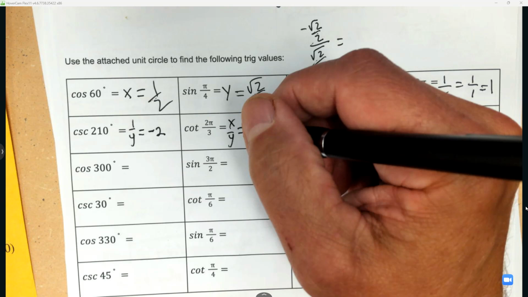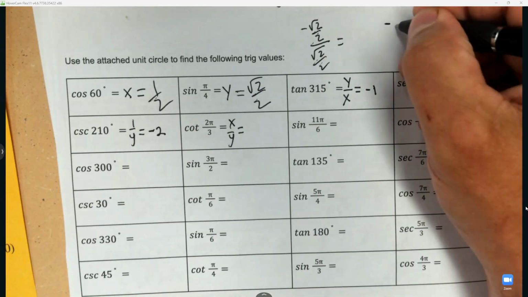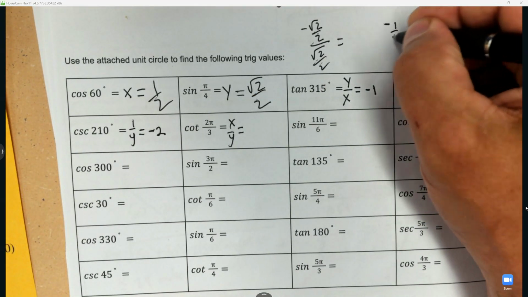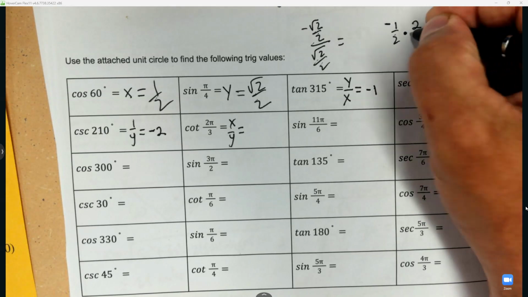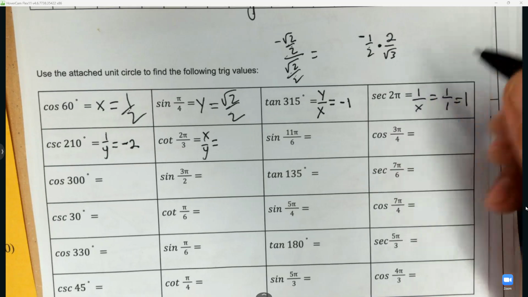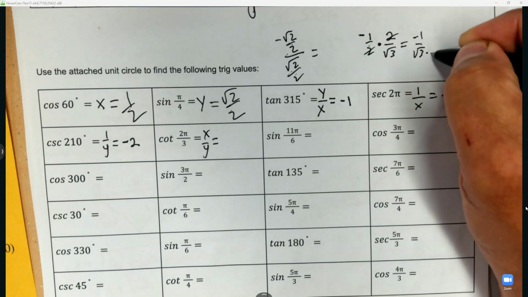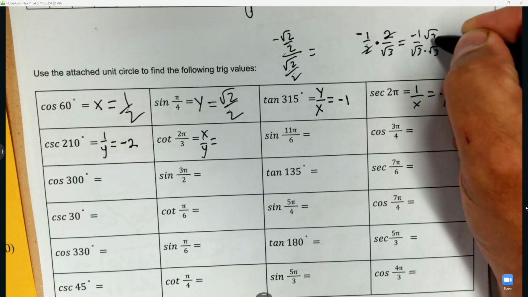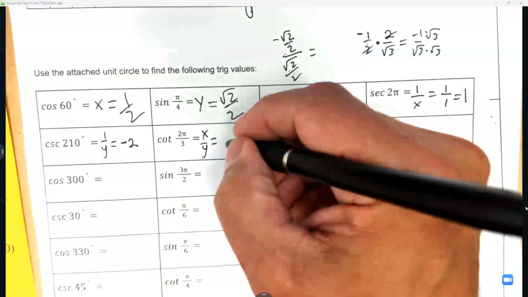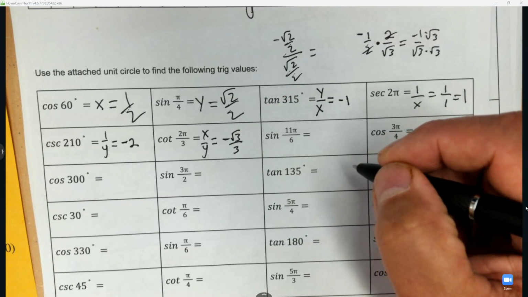So at 2 pi over 3, I'll do that up here, the x value is negative 1/2, and then you do the reciprocal. So you're dividing by y, do the reciprocal. Notice they cross out, and you have negative 1 over root 3. We're going to multiply by root 3 top and bottom, and then we're going to put our answer here. So the answer is negative root 3 over 3.